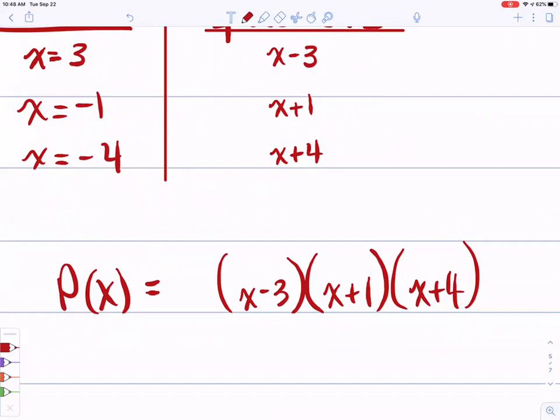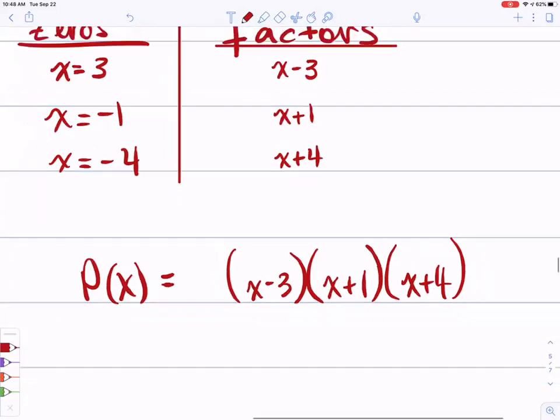What's the leading coefficient on this factored version of p of x? 1. As long as they match, you don't have to do anything. Okay, if they don't match, we got to do something, and I'll tell you what you need to do when I get there. But as long as they match, you don't have to do anything, but you do have to check. You do have to check.